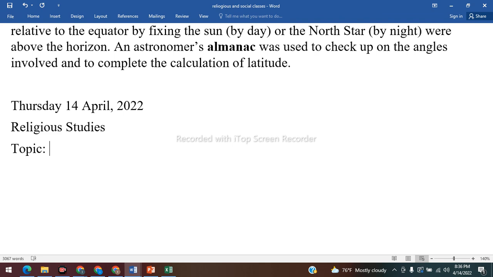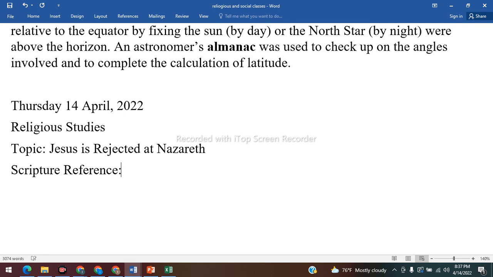Today we're going to talk about Jesus being rejected at Nazareth. Now, what's so important about Nazareth, if anyone knows? Supposed to be his birth town. It's not his birth town. Nazareth was not the place where Jesus was born. Anyone else? What's so significant about Nazareth?